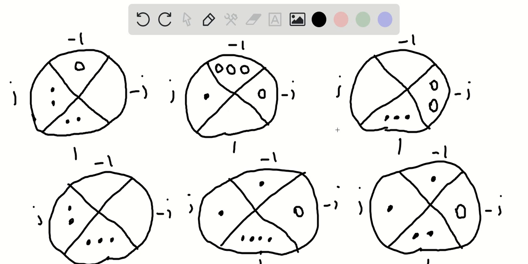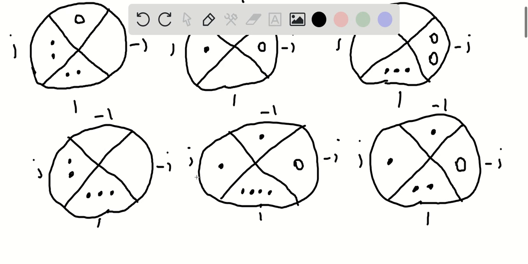How about the next picture over? Well, we have 3, right? We have 1, 2, 3 in our ones box, but then we have two anti-dots, both in our negative i box. So an anti-negative i, the same as an i. So again, we have 3 plus 2i.